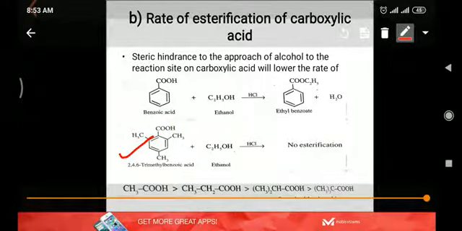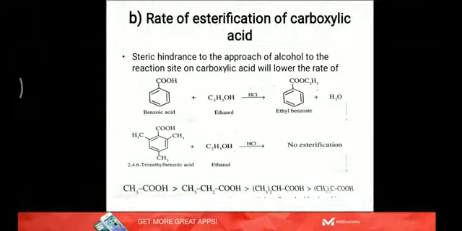So these are various applications of steric effect. It has a lot of applications, a lot of significance with regard to stability, reactivity, acidity, basicity of organic molecules.